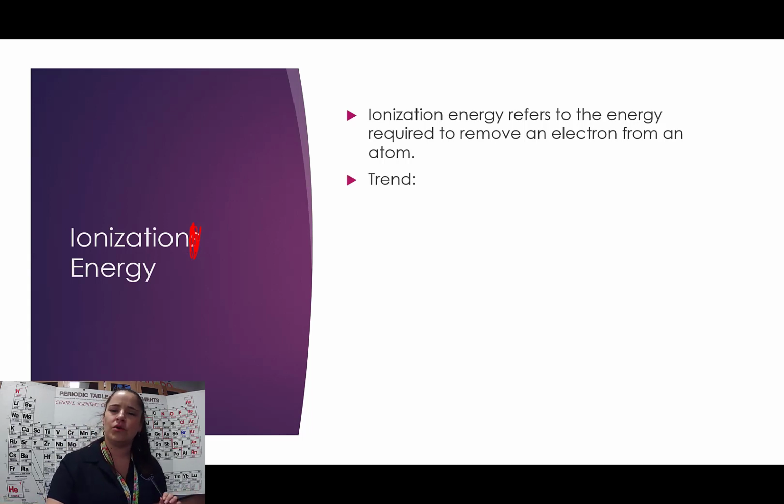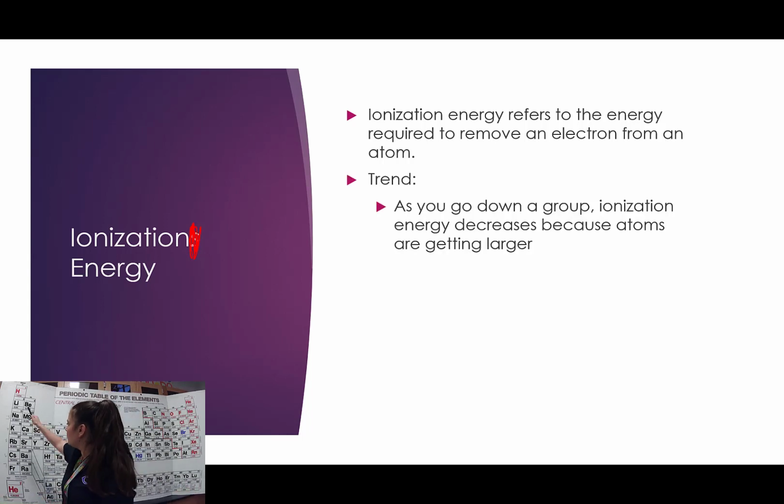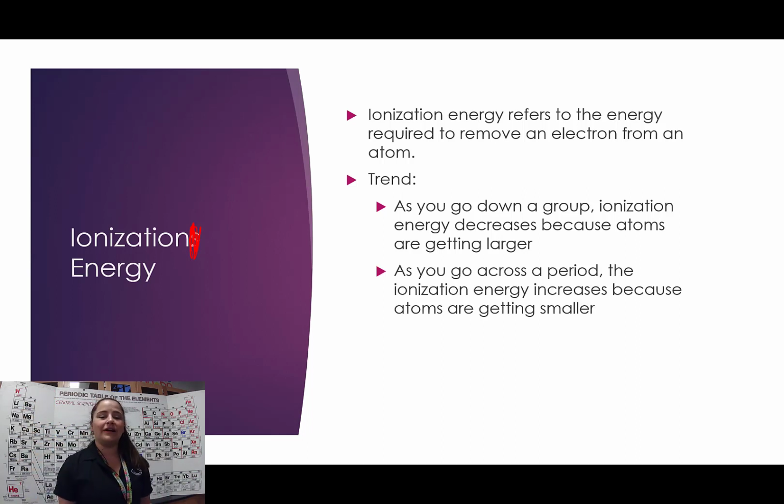So as you go down a group, who do you think holds on to their electrons tighter? The ones up top with their small little energy levels, or the ones down bottom with their big old energy levels? Yeah, it's easier to steal from someone who has more energy levels. So the ionization energy decreases as you go down a group. Whereas as you go across a period, again, it's the opposite. It increases because the atoms are getting smaller.